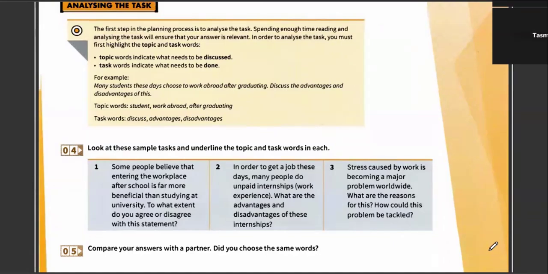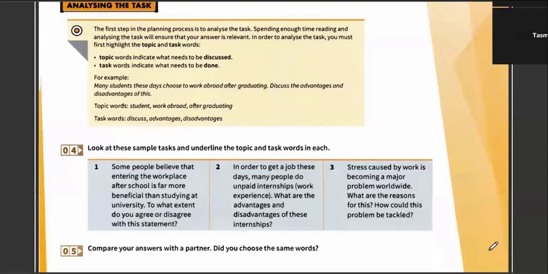First, when we're planning, we have to analyze the task that has been given. Spending enough time reading and analyzing the task will ensure that your answer is relevant. If you read the task and the topic very properly and analyze it, you will make sure that your answer is very relevant and you do not include any irrelevant point in it. So if I am writing about baking a cake and I write that the price of the eggs has increased, this is not relevant, right? Although I do need eggs as one of my main ingredients, the price of the egg is not necessary in this topic.